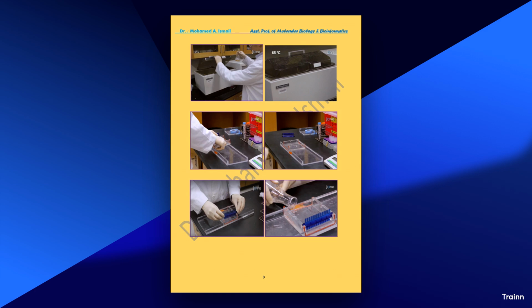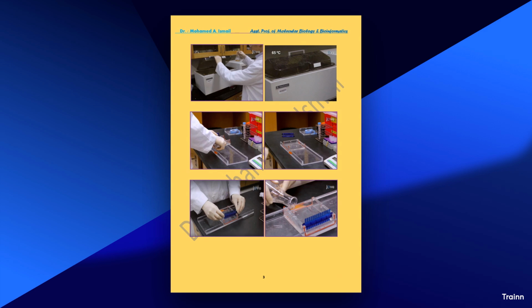1%, ideal for general applications, separating fragments from 500 bp to 10 kb. 1.5%, better for smaller fragments, 100 bp to 3 kb. 2%, used for very small fragments, less than 500 bp.